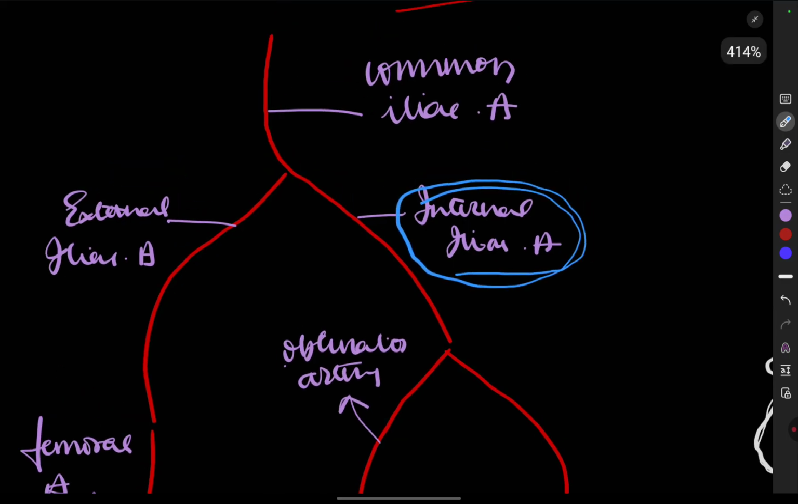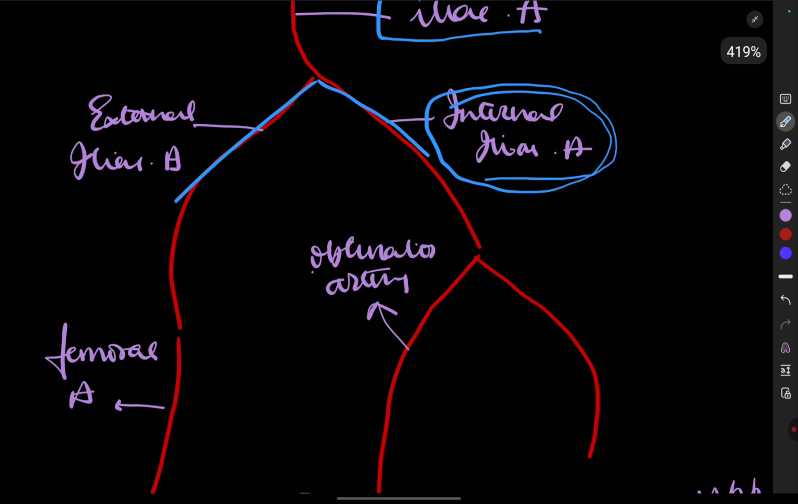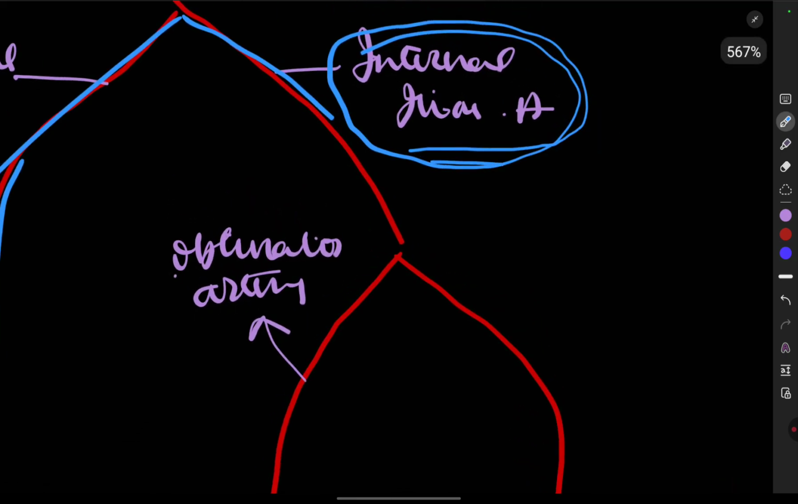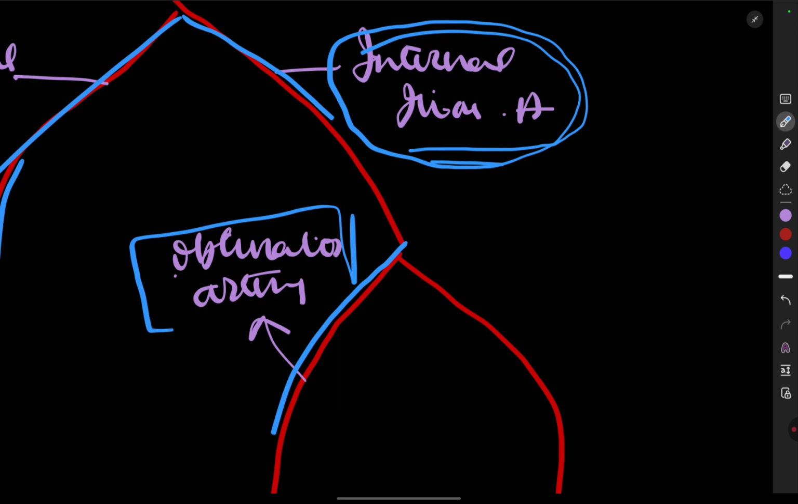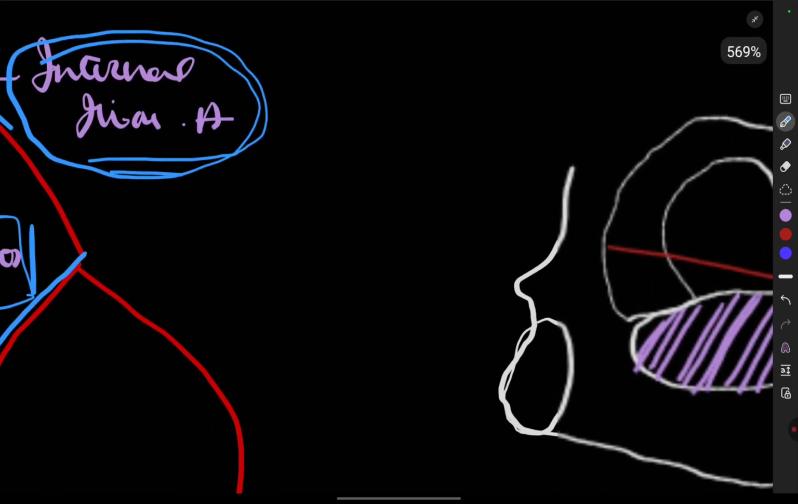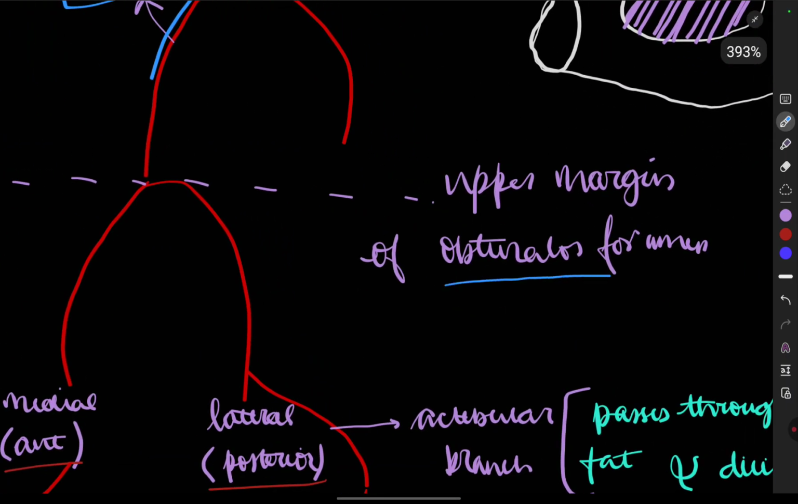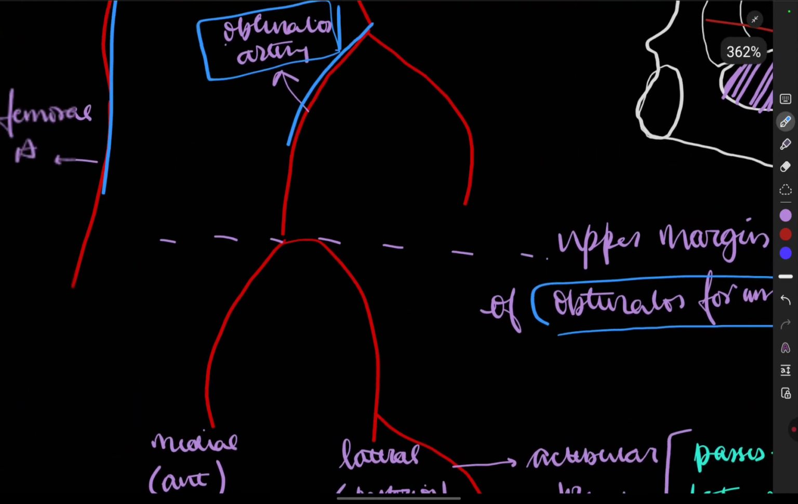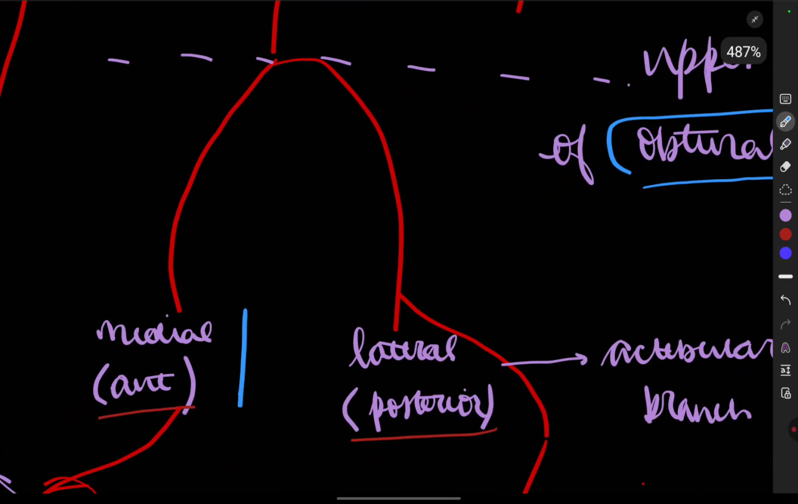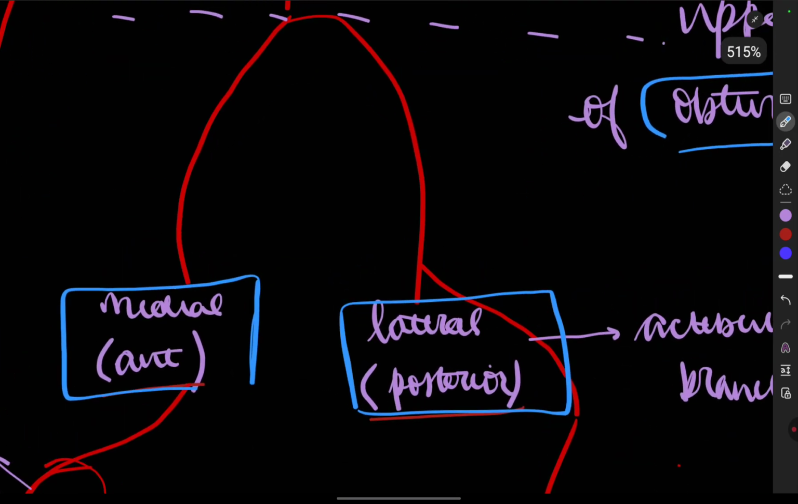First the common iliac artery divides into the external iliac artery and the internal iliac artery. The external iliac continues as the femoral artery, but the internal iliac artery gives off a branch called the obturator artery. So this is the origin of the obturator artery. At the upper margin of the obturator foramen, the obturator artery divides into the medial branch and the lateral branch.